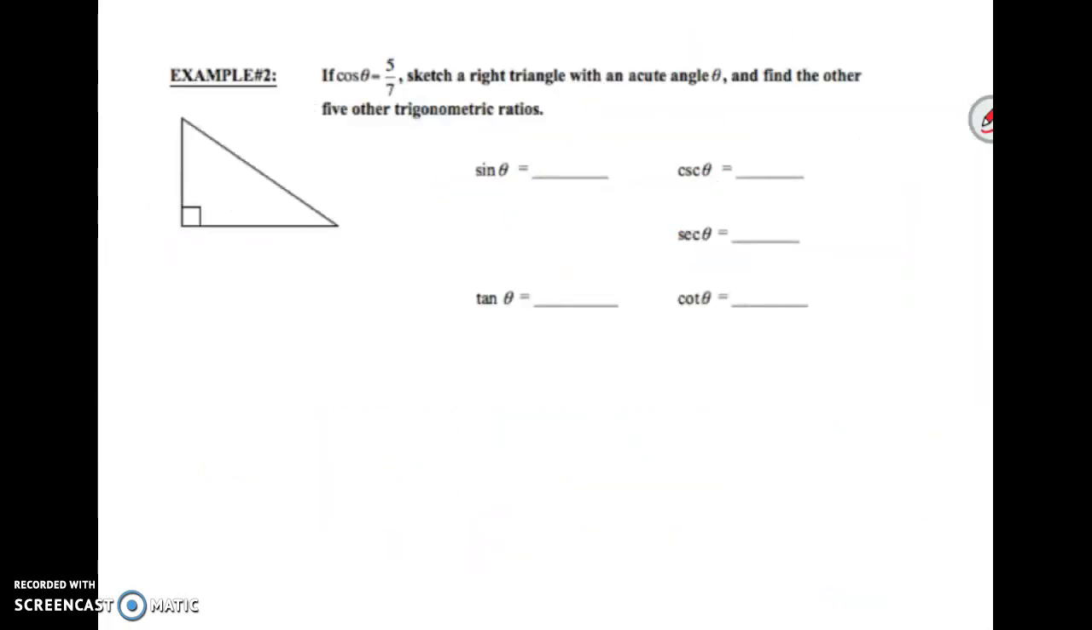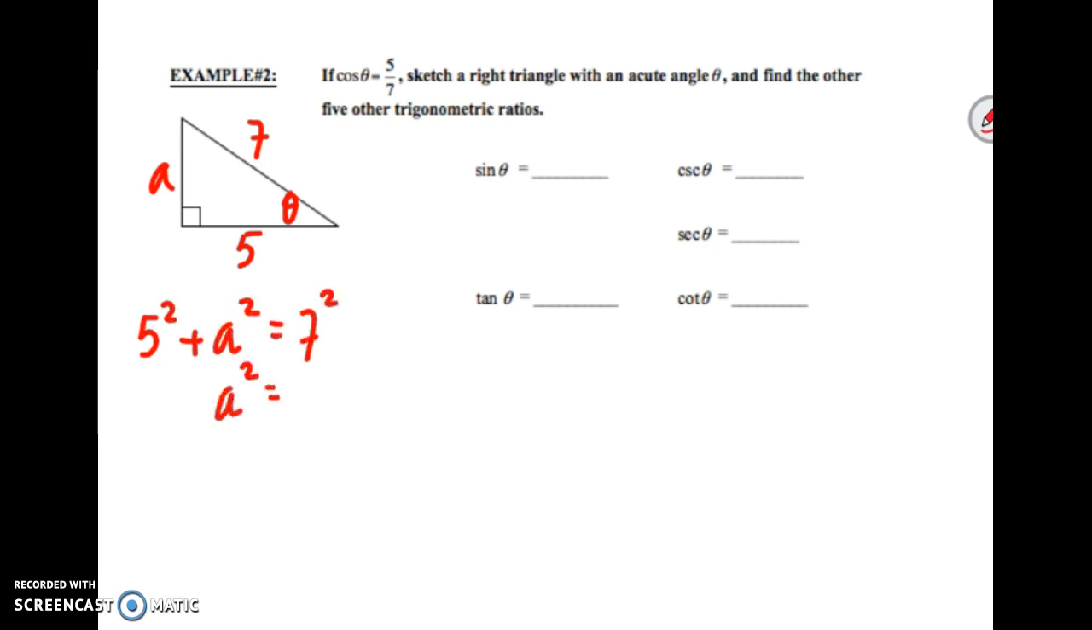For example number 2, we have if cosine of theta equals 5/7, we want to sketch a right triangle with an acute angle theta and find the other five trigonometric functions. So if our theta is right here, we know that hypotenuse is 7, the adjacent side is 5. So we need to find the opposite side in order to find all of our trigonometric functions. In order to find our a value, or our opposite side, we need to use the Pythagorean theorem. So 5 squared plus a squared equals 7 squared.